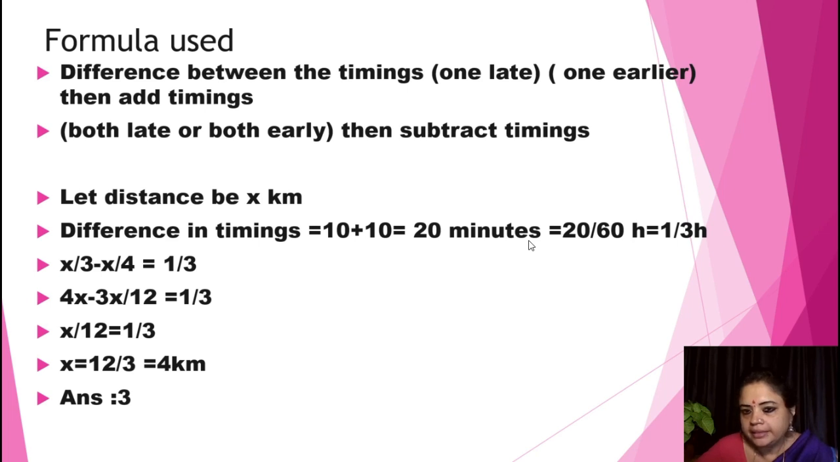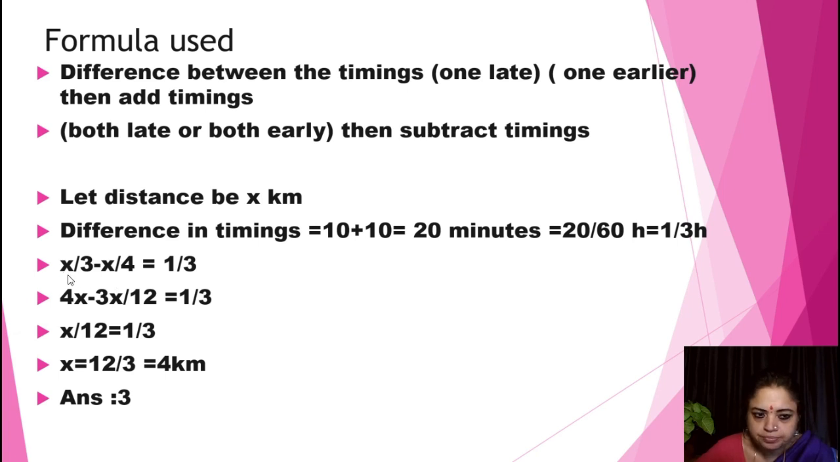So the answer should be in kilometers, distance in kilometers. So time is always in hours. So when you have the time in minutes, we need to convert it into hours. So 20 minutes by 60. 60 minutes is 1 hour. Therefore 20 by 60. So that is 1 by 3 hours.